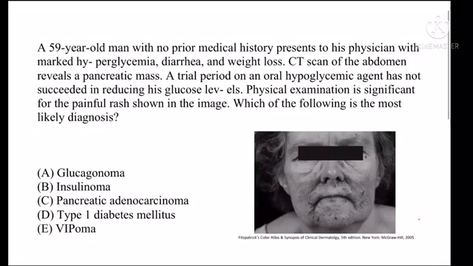Today we are going to talk about another clinical case. A 59-year-old man with no prior medical history presents to his physician with marked hyperglycemia, diarrhea, and weight loss. CT of the abdomen reveals a pancreatic mass. A trial period of an oral hypoglycemic agent has not succeeded in reducing his glucose levels. Physical examination is significant for the painful rash shown in this image.